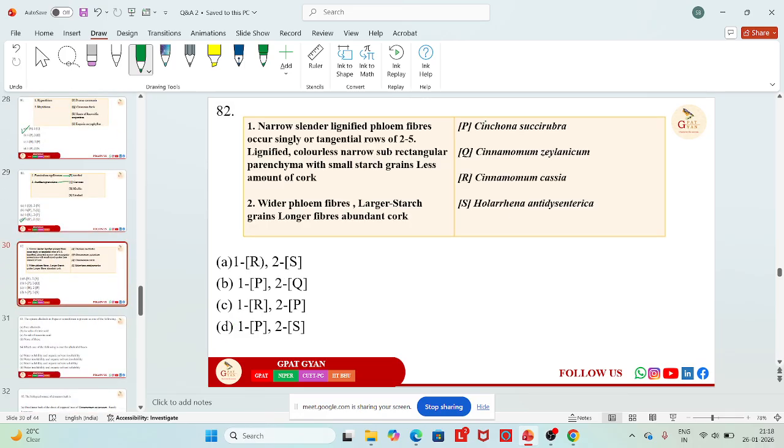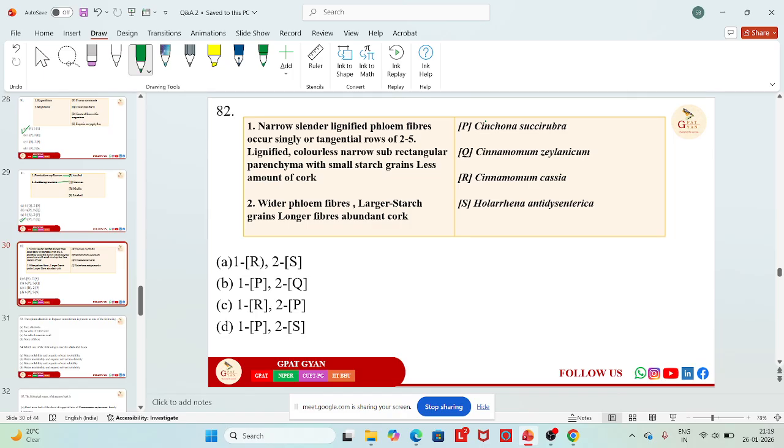Next one, another microscopy. What is Holarrhena? Cinnamon, cinnamon, okay. What is Holarrhena? Holarrhena is Kurchi.